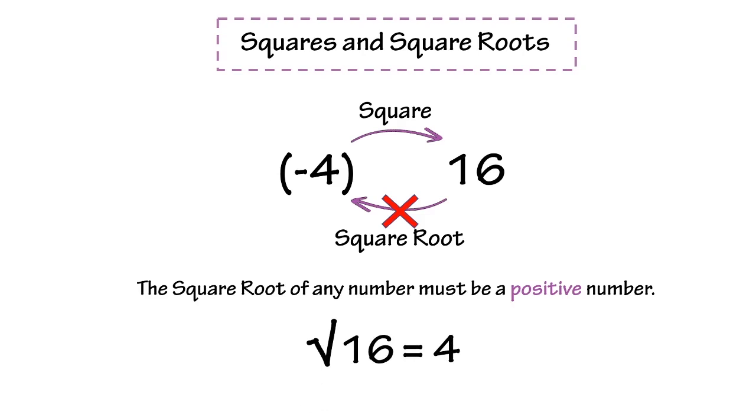This says the square root of 16 equals 4, and this symbol is called a radical. It's the most common symbol for the square root.